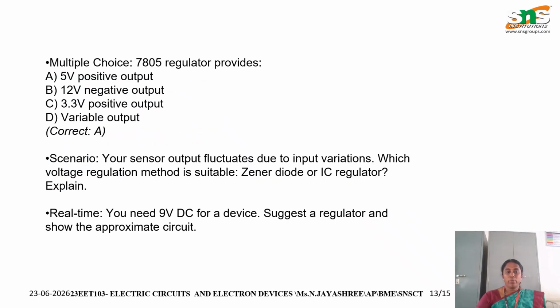Let us look at a scenario, a multiple choice question: how much voltage does a 7805 regulator provide? And let us see one more scenario. Your sensor output fluctuates due to input flux variation. Which voltage regulation method is suitable, either Zener diode or IC regulator?